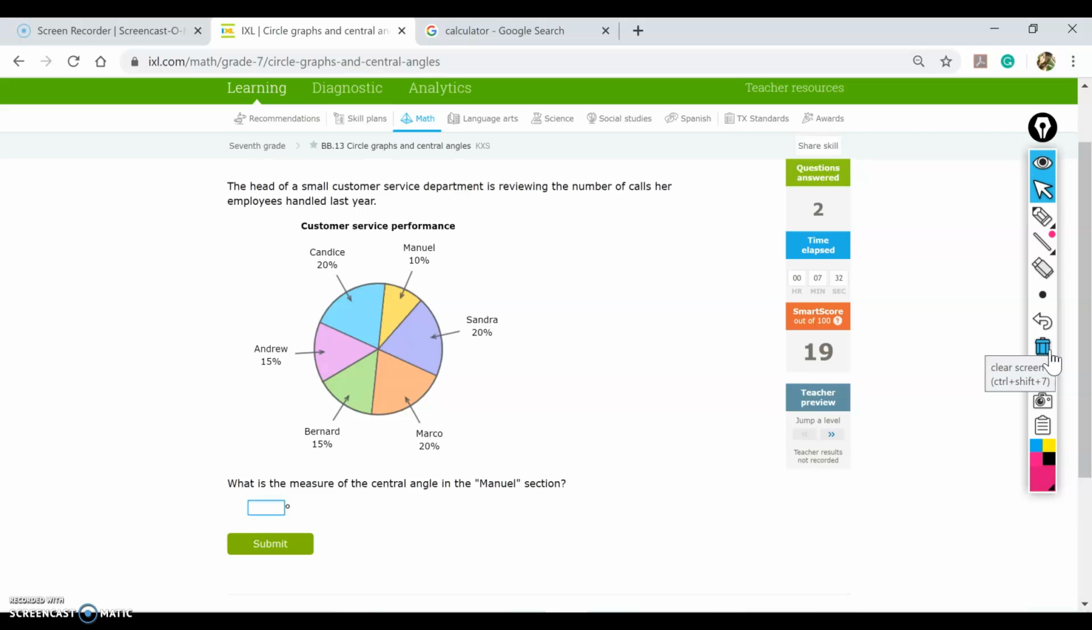The head of a small customer service department is reviewing the number of calls her employees handled last year, and they give you a little chart with the customer service performance. Oh, these are the employees, sorry, not customers. The question is, what is the measure of the central angle in the Manuel section? It's right here. It has 10%. If I add all of the central angles, that's going to equal 360. I will need to do 360 times 10%.